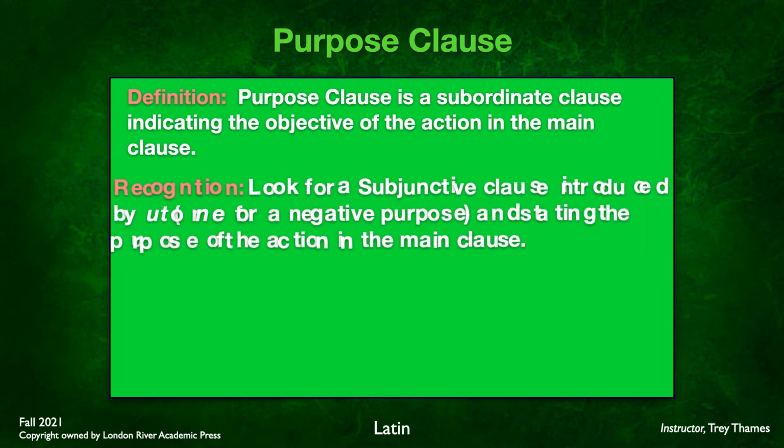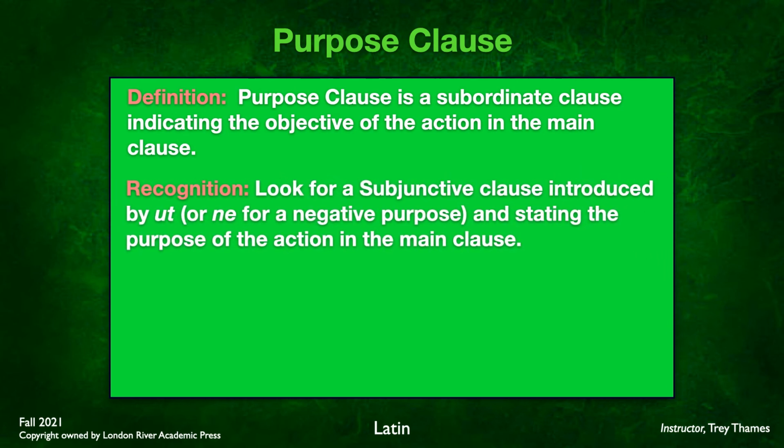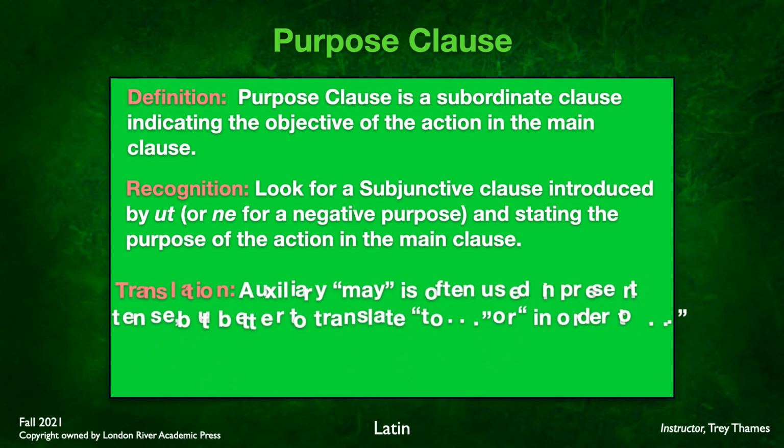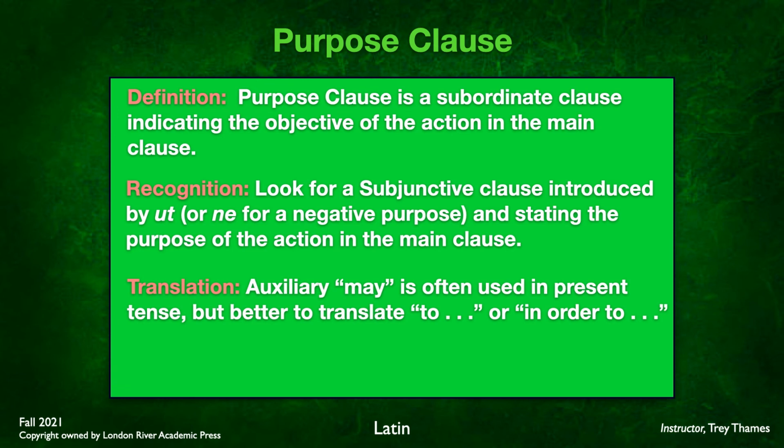How will you recognize it? Well, you will look for a subjunctive clause introduced by ut, or if it's a negative purpose clause, it will be introduced by ne, and it will be stating the purpose of the action in the main clause. How do we translate this? Well, you're going to translate it with the auxiliary word "may." This will often be helpful in translating in present tense, but you don't always have to use "may." It may actually be better to translate "to" or "in order to" or something to that effect. We'll look at that here in just a second.